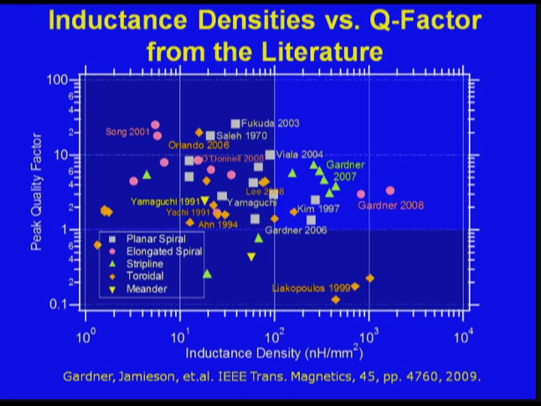In a different way to look at this, the peak inductance density that you can get with air core is about 100 nanohenries per millimeter square, which I mentioned earlier. And you can see that most of these devices that use magnetic material, on the left here, actually are in that same range of what you can get with air core inductors.